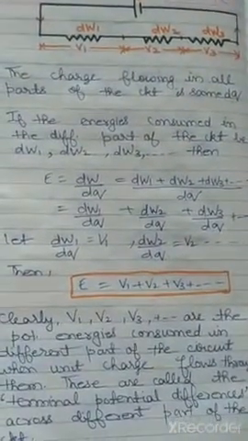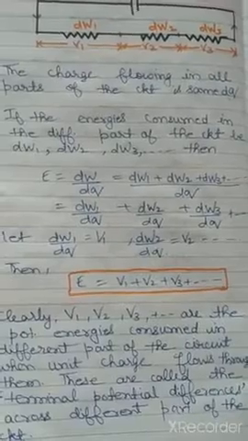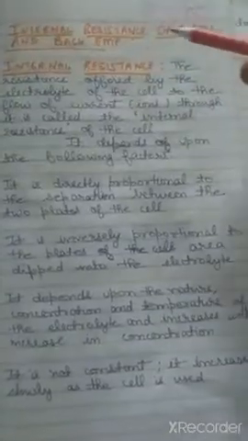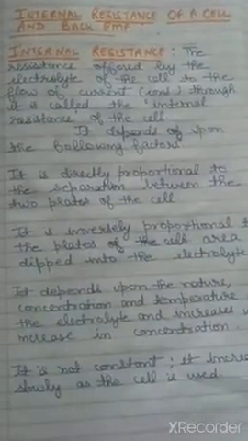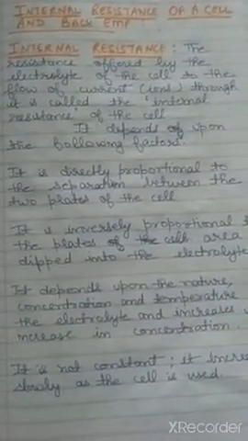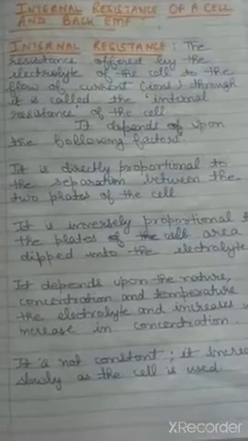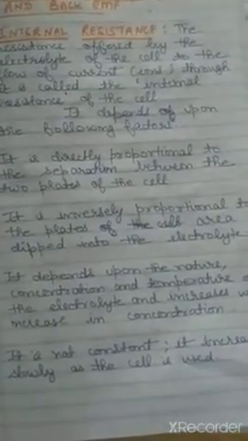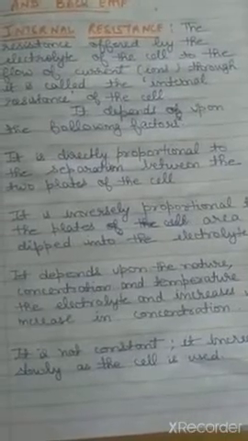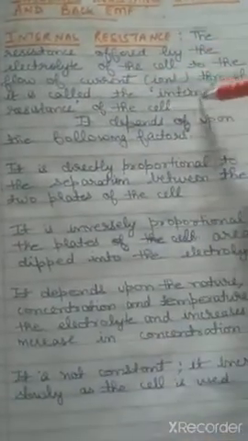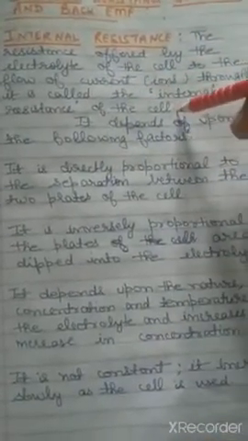So the next point is internal resistance of a cell and back EMF. Again, you know about internal resistance. The resistance offered by the electrolyte, because inside the cell there is an electrolyte and it offers resistance to the flow of current. So the resistance offered by the electrolyte of the cell to the flow of current through it is called the internal resistance of the cell, and it depends on the following factors.